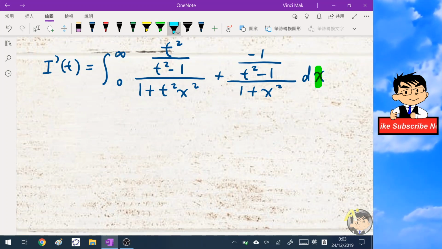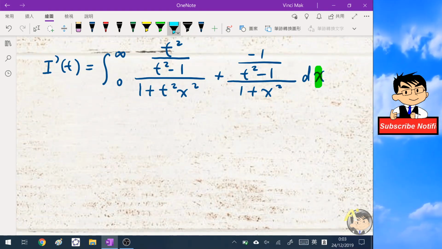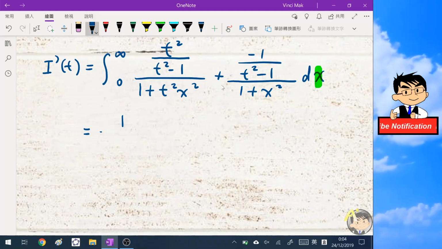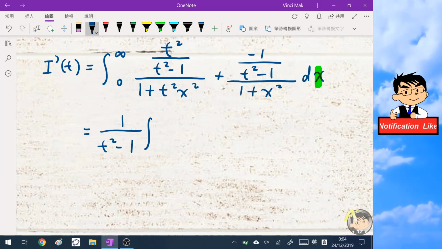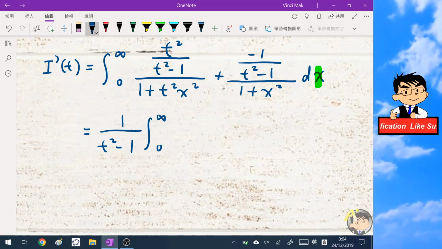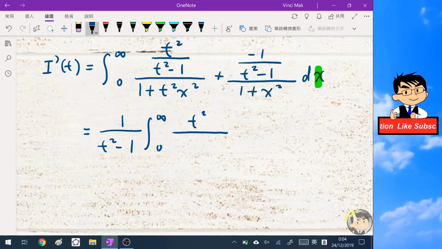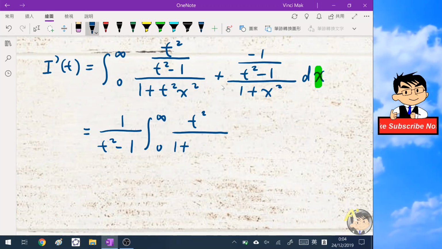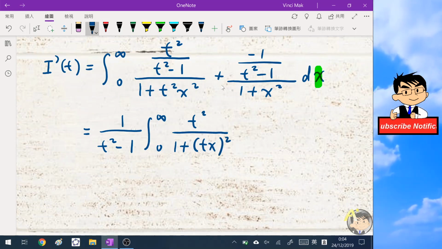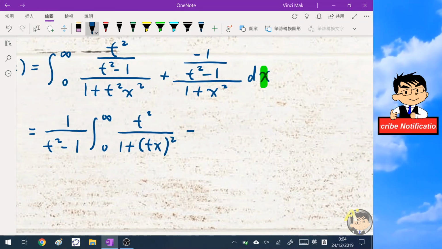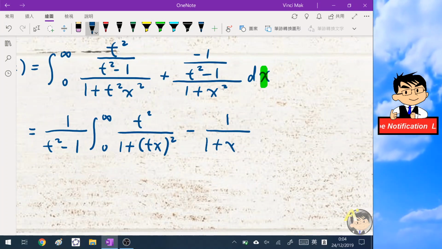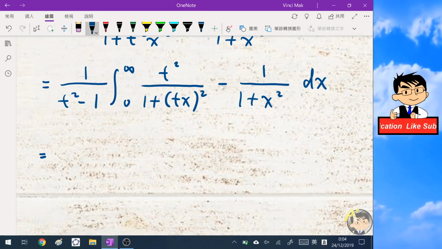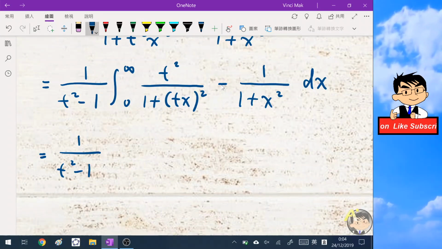So now we move all the things irrelevant to x outside, which is the 1 over t squared minus 1. And then we integrate from 0 to infinity t squared over 1 plus t squared x squared. Okay, I will factorize it like this, and then minus 1 over 1 plus x squared, dx. So now we can integrate them one by one.